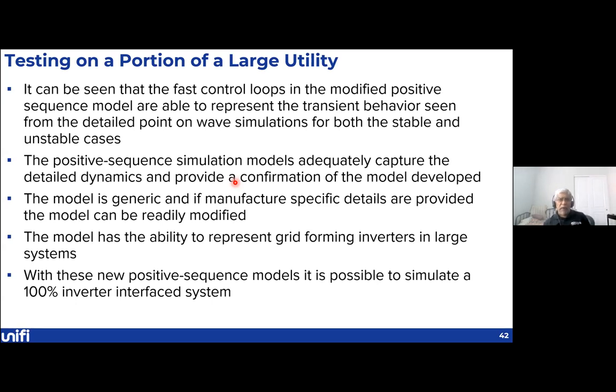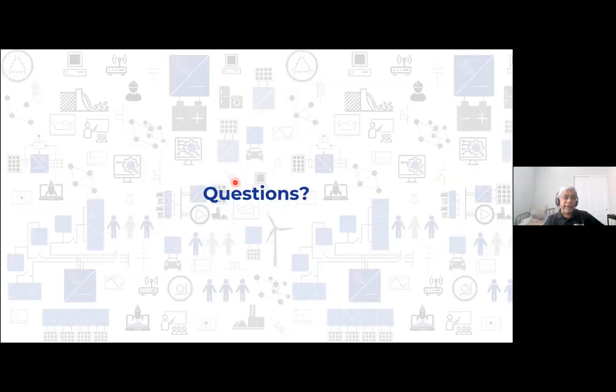So I think the bottom line is that with these new positive sequence models, it is possible to simulate a 100% inverter interface system, of just the two types that we showed you, in the WECC case, which has close to 19,000 or 20,000 buses, 3,300 generators, and it's a full representation. All the nonlinear load modeling, all of that is represented exactly as is.